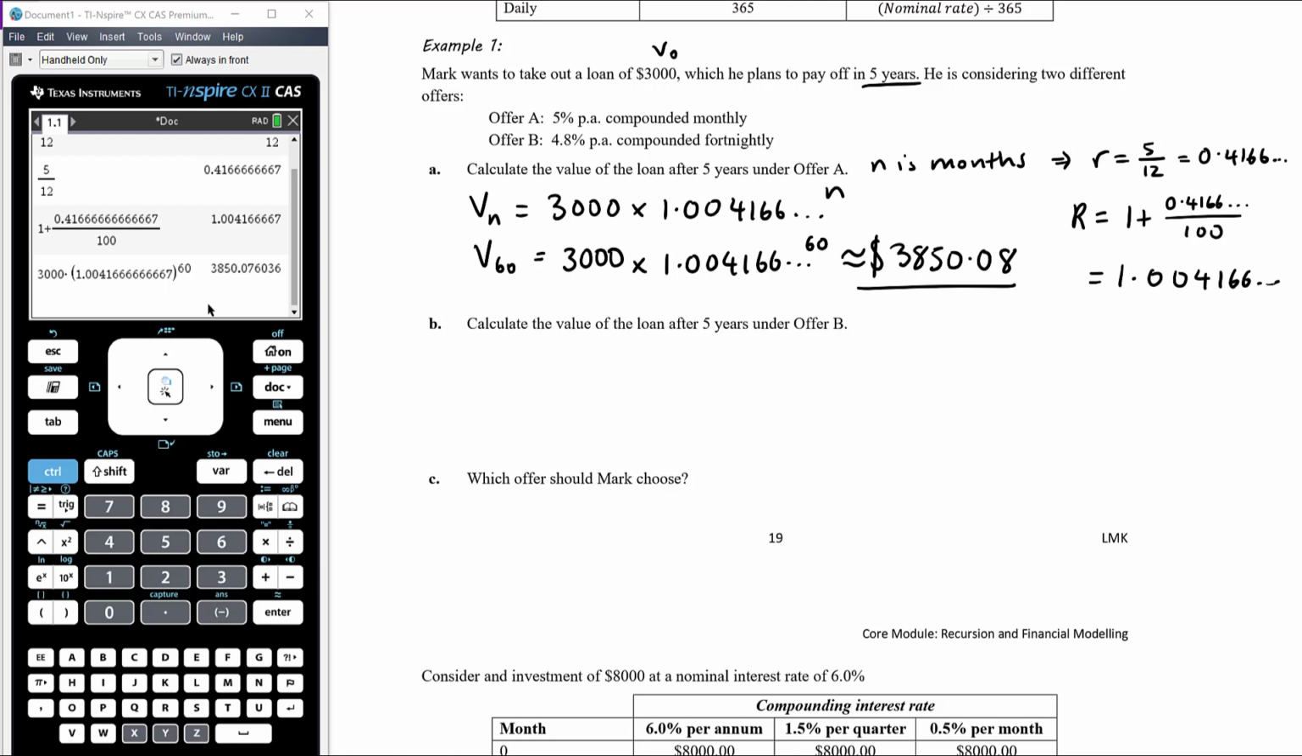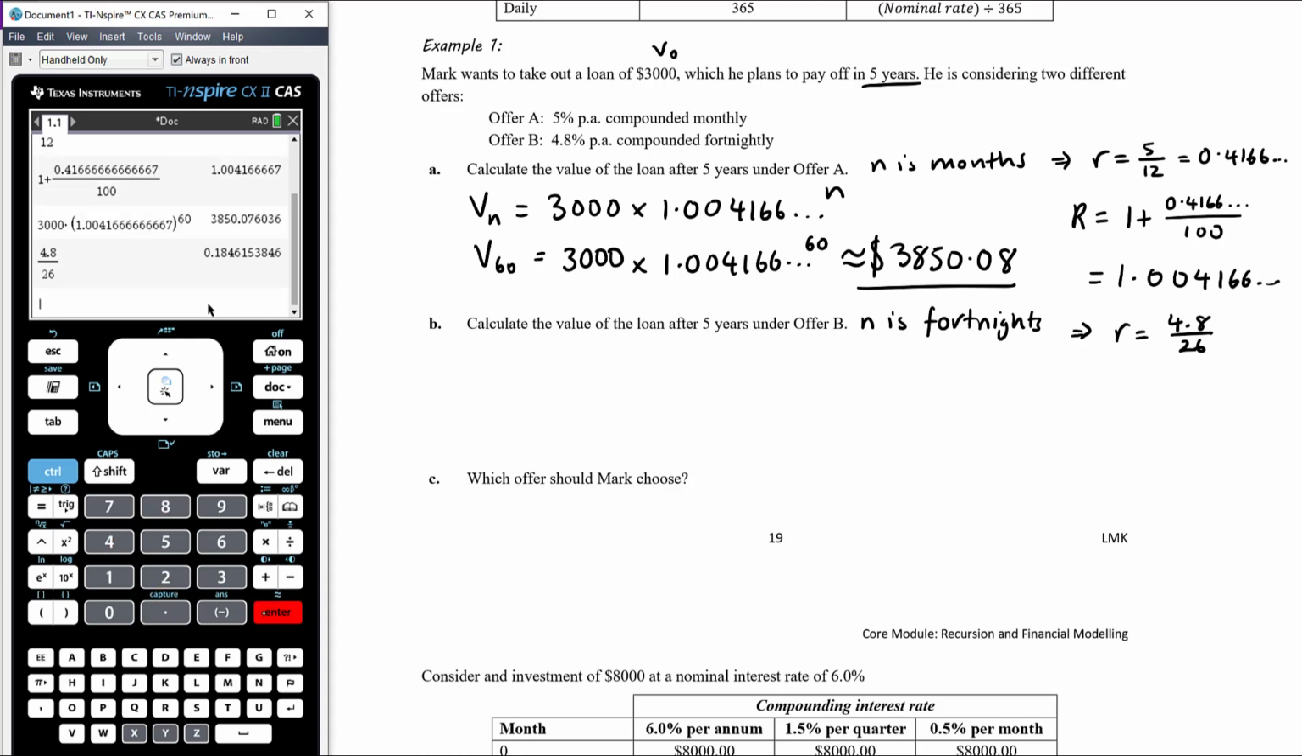Okay, so now let's consider offer B. So B is a fortnightly rate, so N is in fortnights. Okay. That means my rate, it's 4.8. We're going to need to divide that by 26 because there's 26 fortnights in a year, and that's an annual rate. So 4.8 divided by 26. Okay, so again, that's not a nice number. So that's 0.1846. It doesn't even repeat. It's just not very nice. So we're going to be nice and precise about how we work with that in our CAS. So 0.1846, etc. over 100 is our multiplying factor. So let's work that out nice and precisely here.